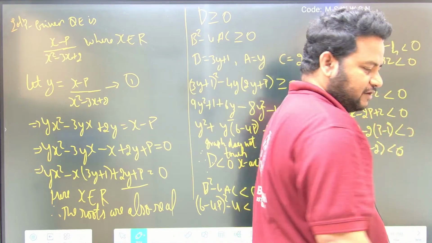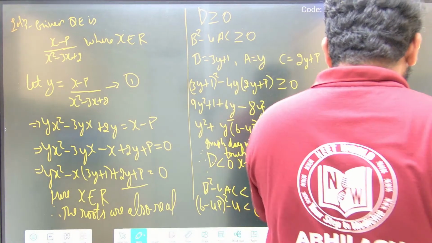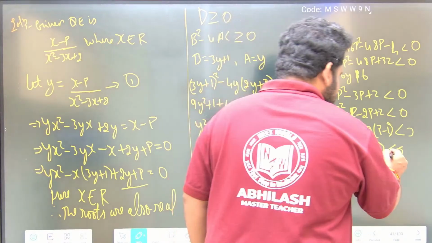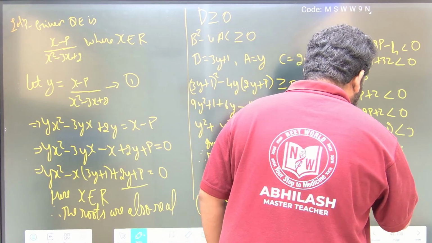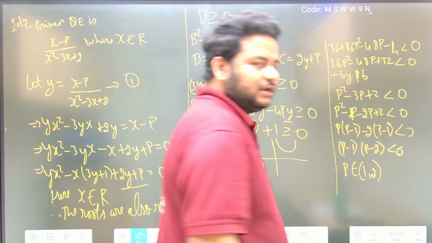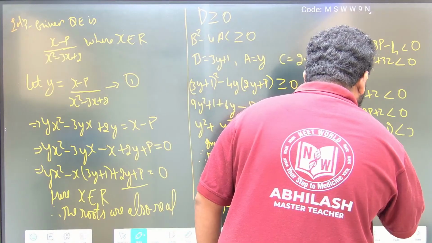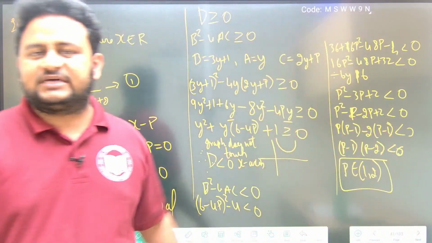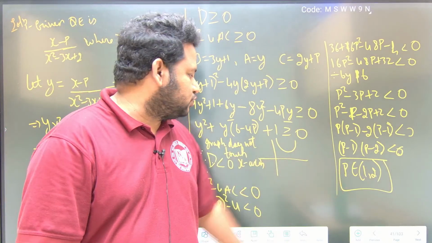This is what we'll have, this is less than 0. Less than 0 means it will be an open interval. Therefore p belongs to 1 comma 2 in open interval, you have to write it. So the limits of p, which is what they are asking, p belongs to 1 comma 2.